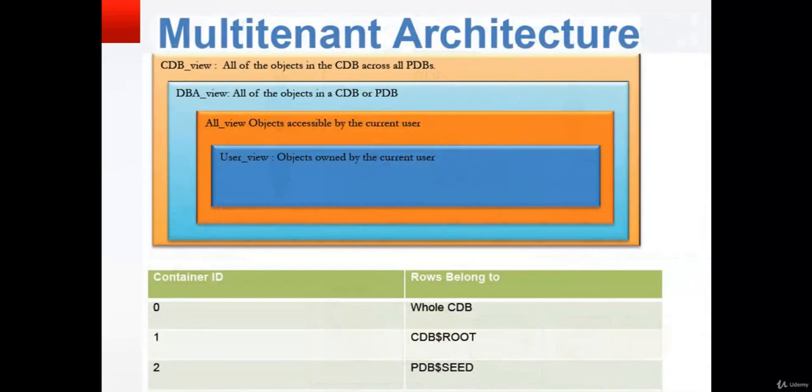Then in CDB views, all of the objects in the CDB and across all PDBs are accessible. DBA views show all objects in a CDB or a PDB. ALL views show objects accessible by the current user, USER views show objects owned by the current user. Container ID 0 is the whole CDB, container ID 1 is CDB$ROOT, and container ID 2 is PDB$SEED, and then all other IDs starting from 3 are user-created PDBs.